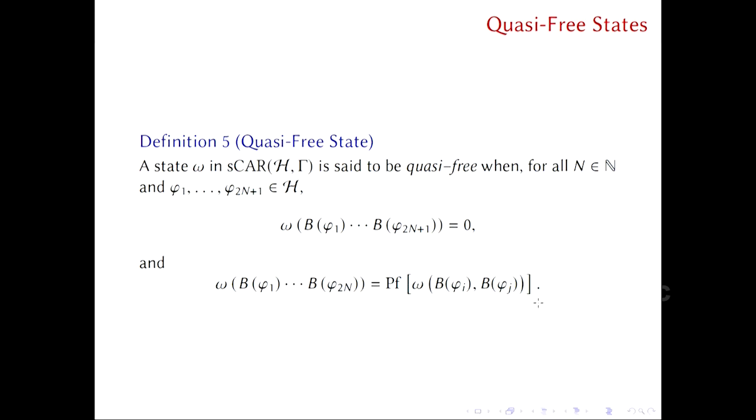Now, coming to the definition of states, the space of states is, of course, quite a complicated space, but we can restrict to the class of so-called quasi-free states, which are basically states of vacuum, of free theory type. So they obey Wick's theorem. So basically, once we have the two-point function, we can compute all other correlation functions.